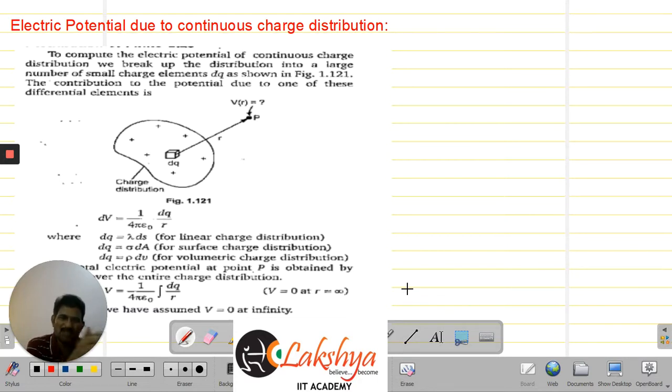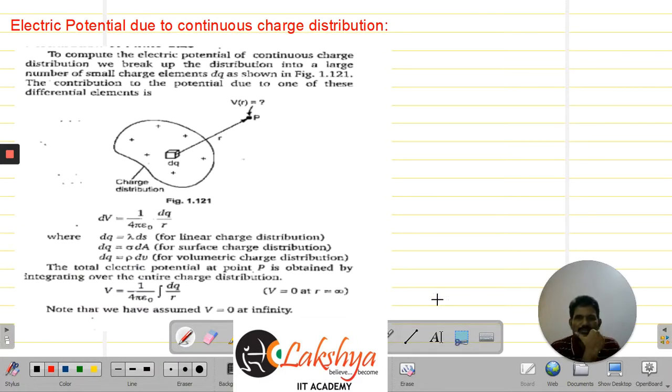By using that E-V relation, we already did some problems in the previous classes. If you know the electric field, from that you can calculate the potential. So we are going to use that method also. Some derivations I will explain using the E-V relation, and some by the direct integration method.